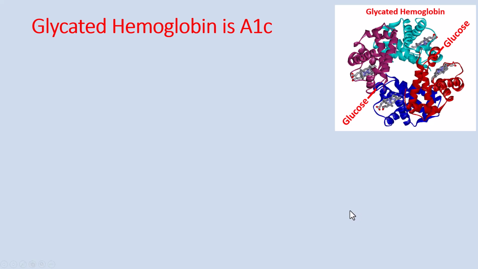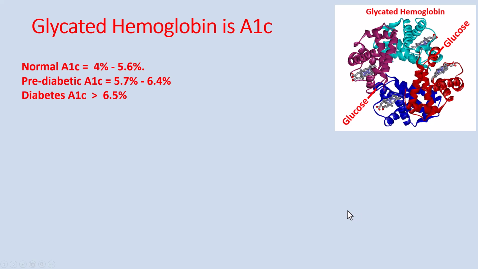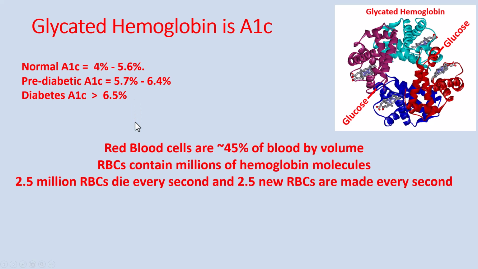Glycated hemoglobin is our A1c. Normal A1c is 4% to 5.6%. Pre-diabetic A1c is 5.7 to 6.4%, and diabetes is defined as people having 6.5% or higher levels of A1c. So you see glycated hemoglobin with glucose attached.